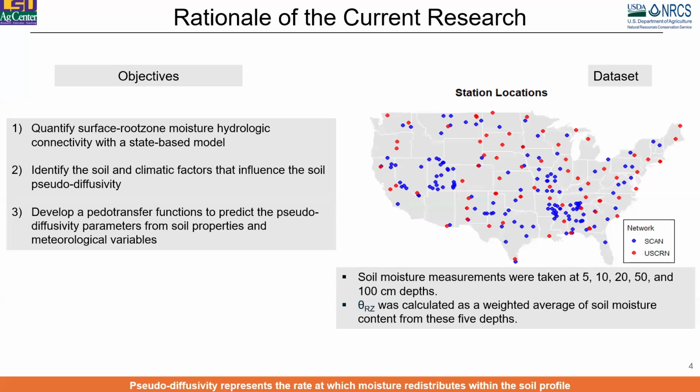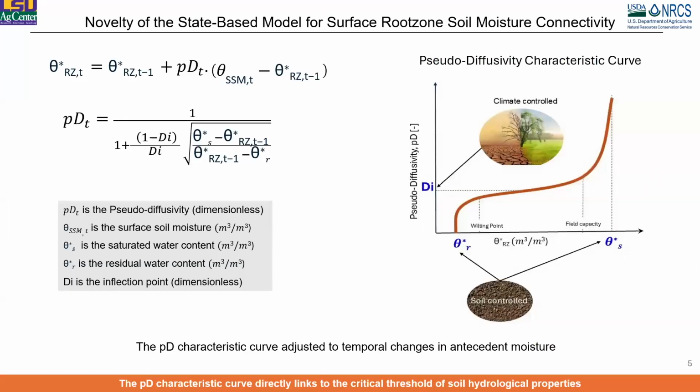So we implemented the model across 200 stations with a combination of the SCAN data set and the US CRN data set. So we take 5 different depths, that's 5 centimeter, 10 centimeter, 20 centimeter, and 50 centimeter depth. And then the root zone soil moisture was taken as a weighted average of these 5 depths to use for calibrating our model.